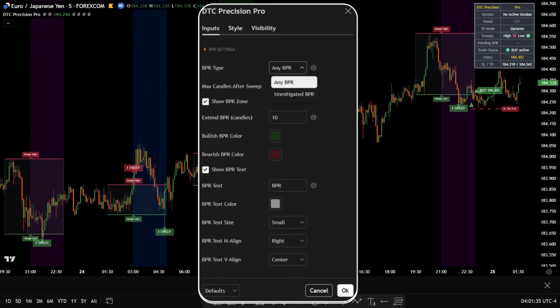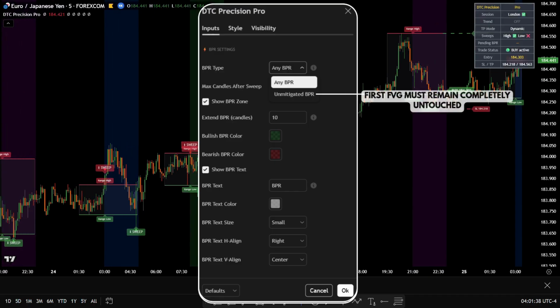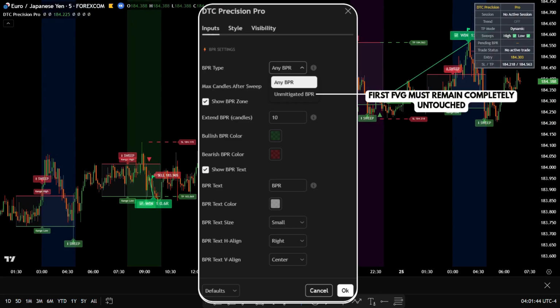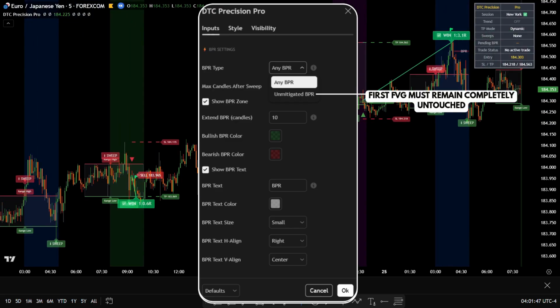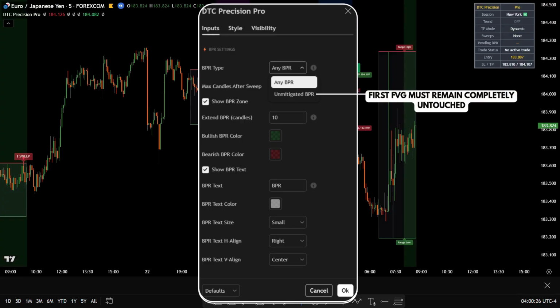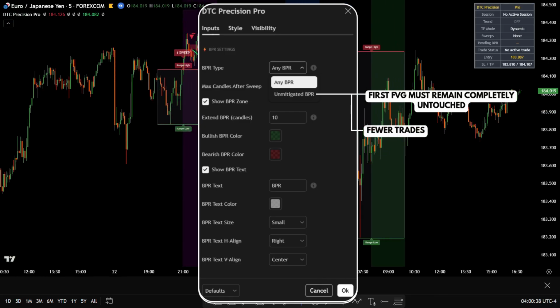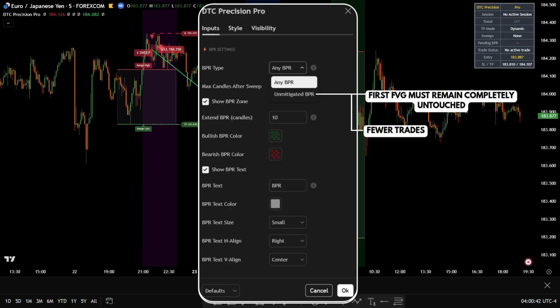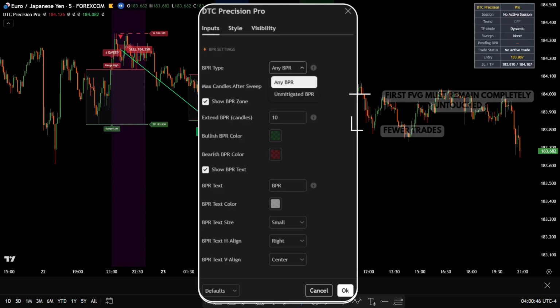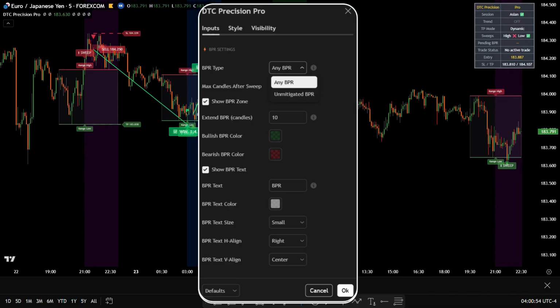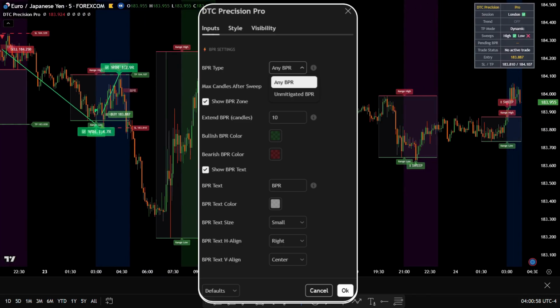Unmitigated BPR is stricter. Here, the first FVG must remain completely untouched by price before the second FVG forms. If price wicks into the first FVG's zone before the second one appears, the BPR is invalidated. This gives you fewer trades, but the setups are generally higher quality because the first FVG's liquidity is still intact. We'd suggest trying both on your pair. Switch to full table mode and compare the stats. You'll see how each mode performs over the same chart range.